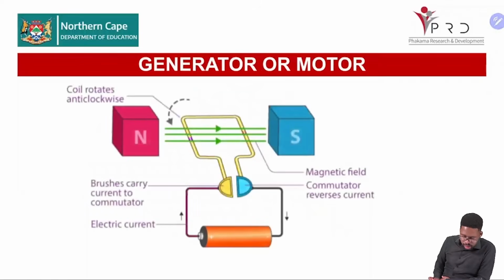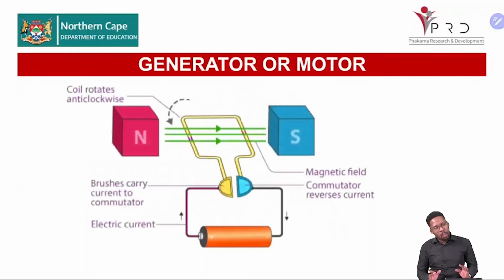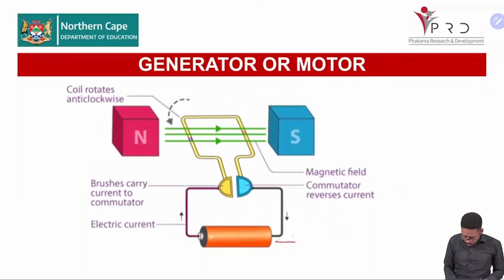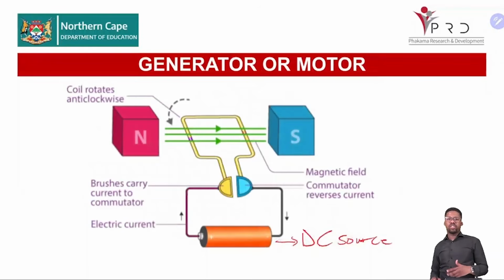Now, let's look into this. When you look at this diagram, is it a generator or is it a motor? Just look into it. Is it a generator or a motor? So, your answer is very much good. It is a motor. Why is it a motor? Because of the presence of the DC source. So here we call a battery a DC source.